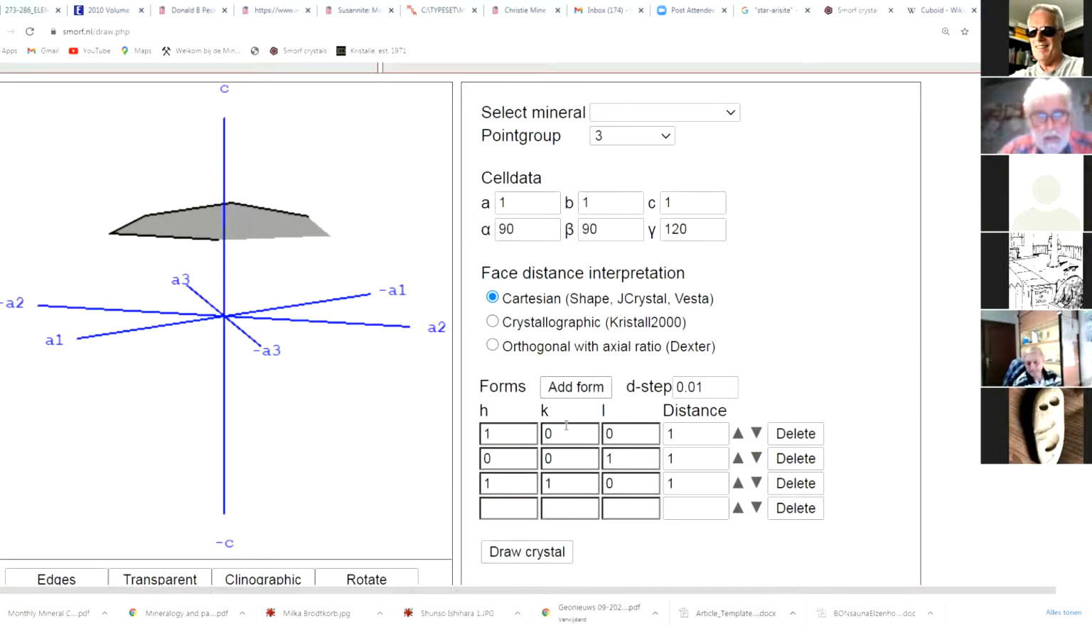And let's add another form, the 0. Well, we already have the 0, 0, 1. Okay. I think you need to add the cell parameters. Yeah, I was just going to say that. Yes, you're correct. Yeah, thanks. Stupid me. Okay, cell parameters, absolutely.